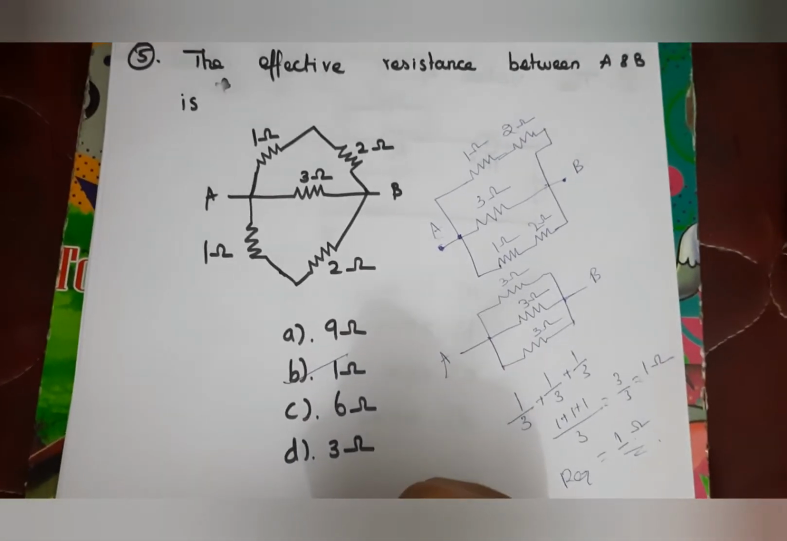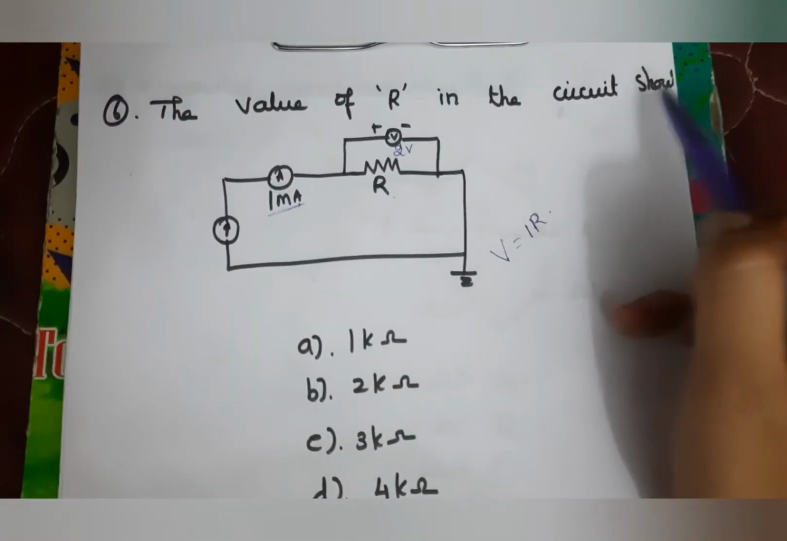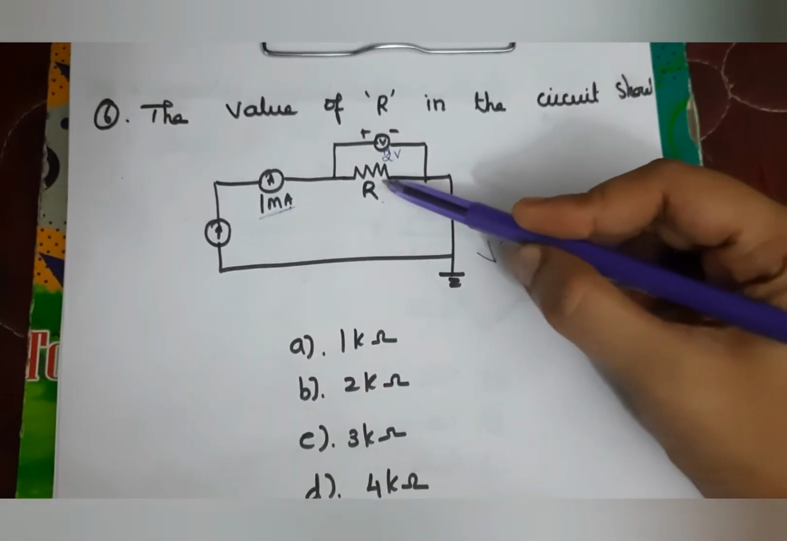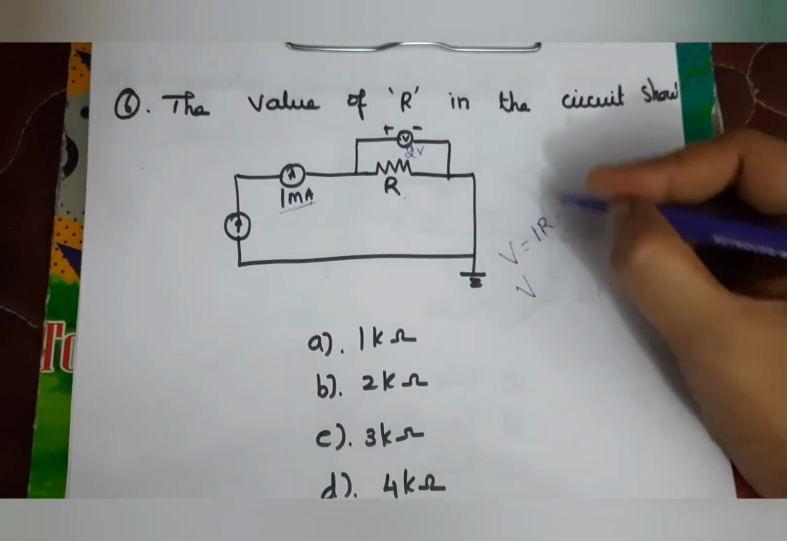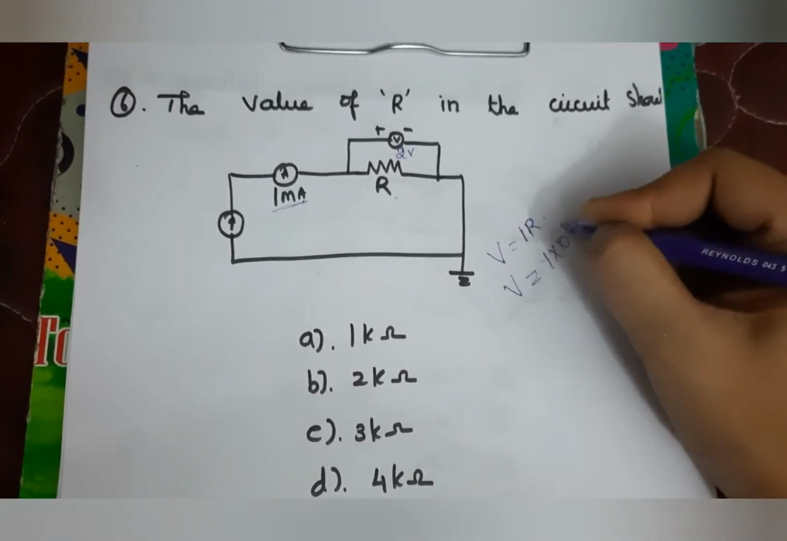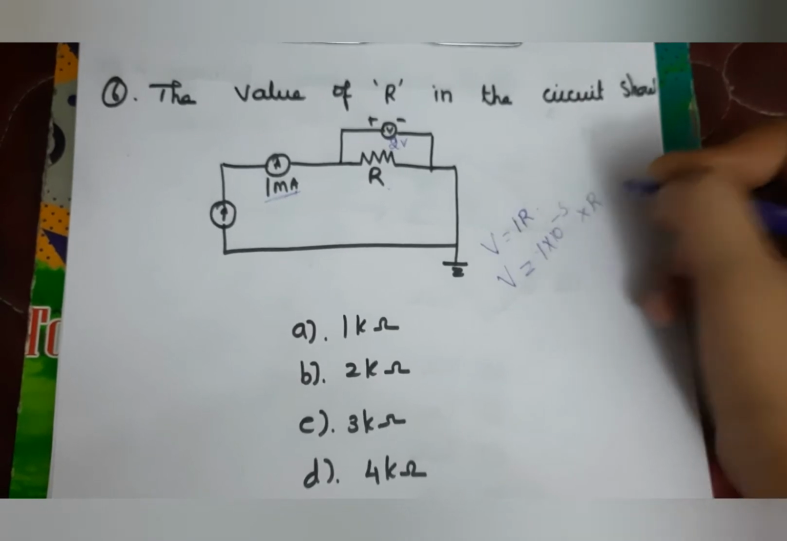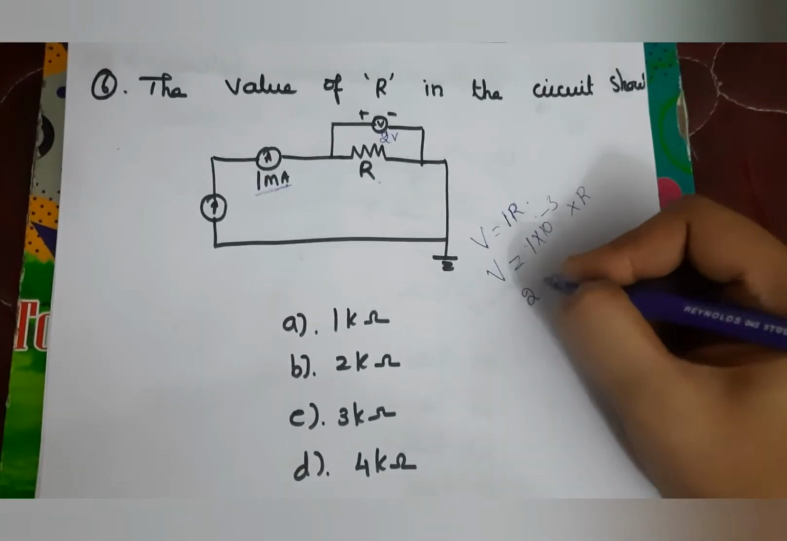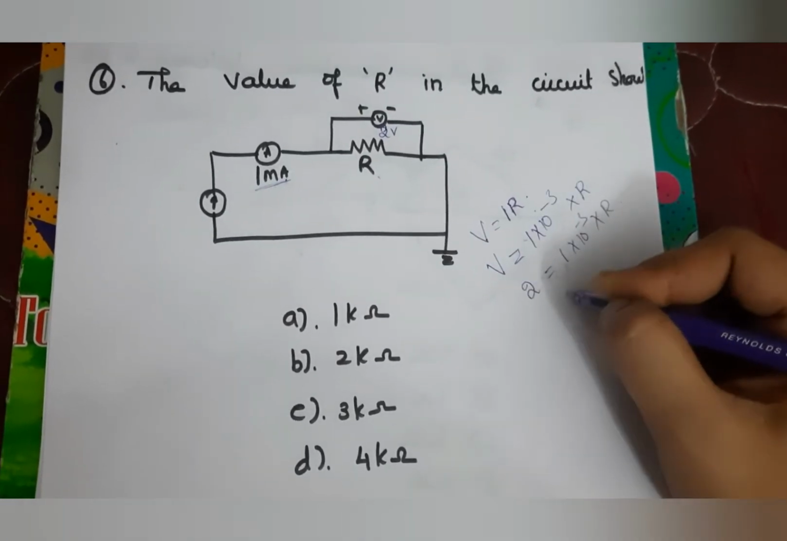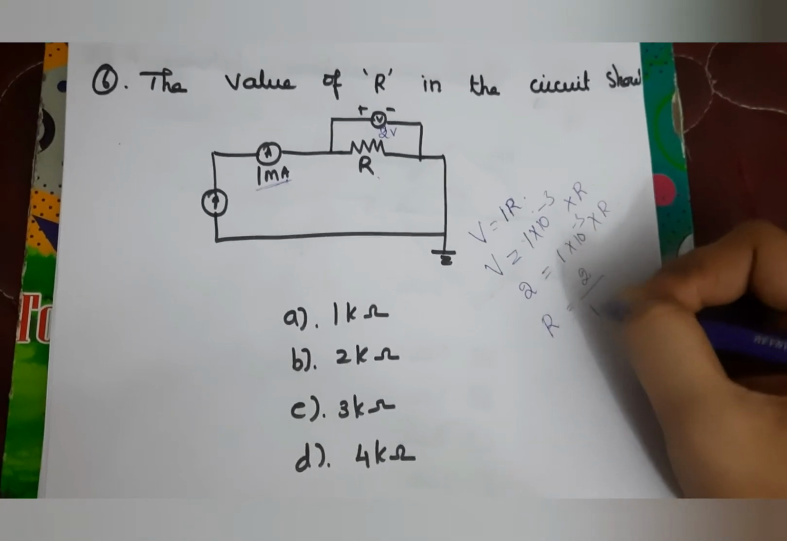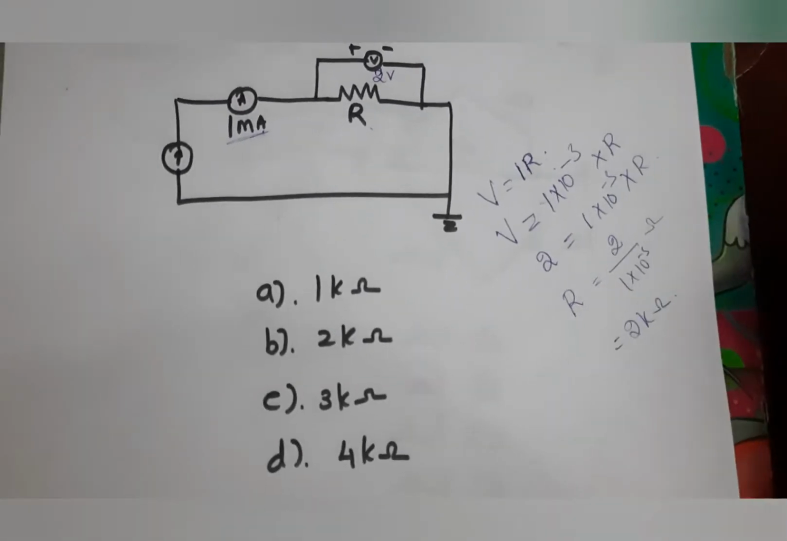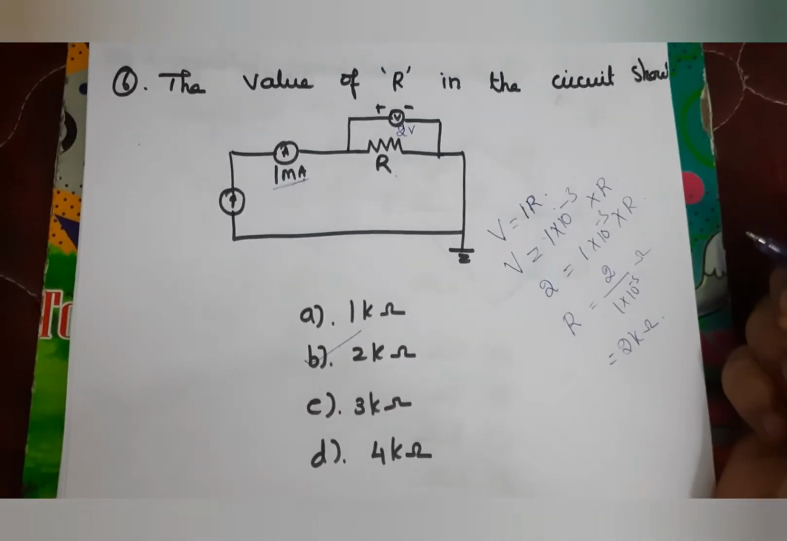B is the answer. Next question, the value of R in the circuit shown. And here the I value is 1 milliamp and the voltage drop across this resistor is 2 volts. So V is equal to IR. So 2 is equal to 1 into 10 to the power minus 3 into R. So R becomes 2 divided by 1 into 10 to the power minus 3 ohm, that is equal to 2 kilo ohm.